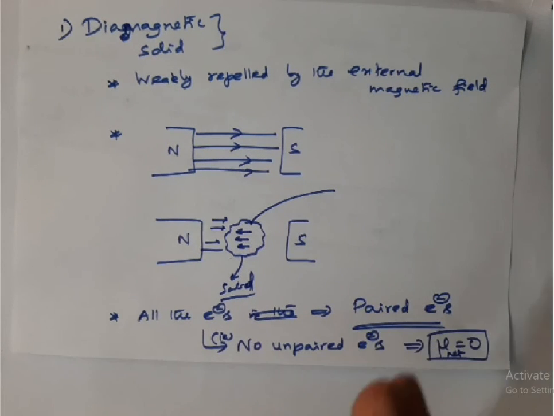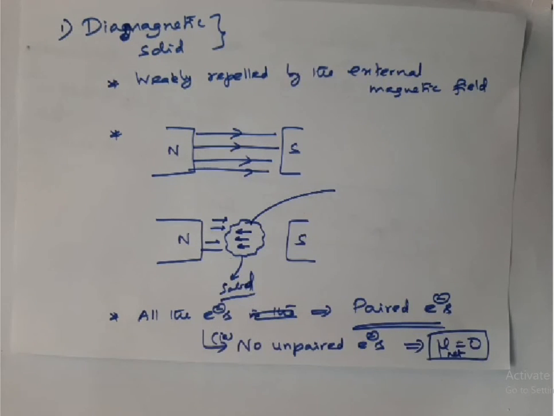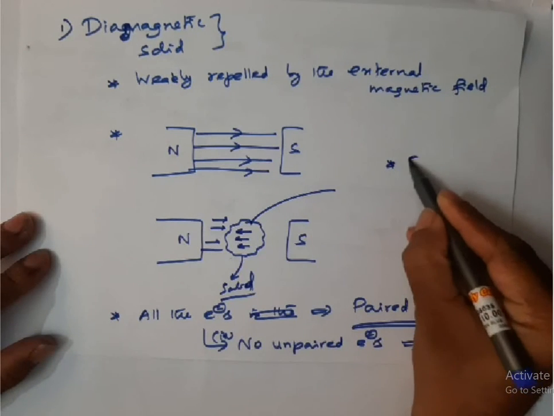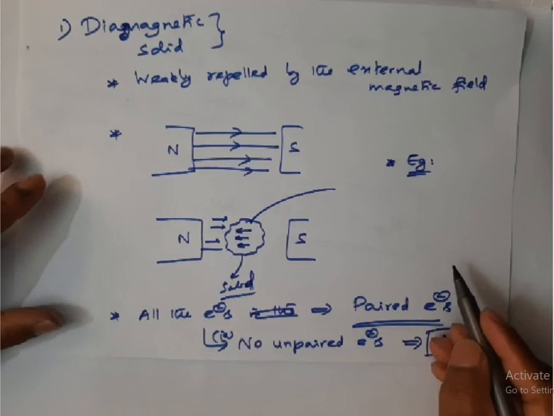Whenever you have fully paired electrons in atoms present in the solid, the material will produce a magnetic field. That magnetic field will oppose the external magnetic field. That's the point. Keep this in mind. Now I'll give some examples for diamagnetic substances. Yes, we have a lot of examples.